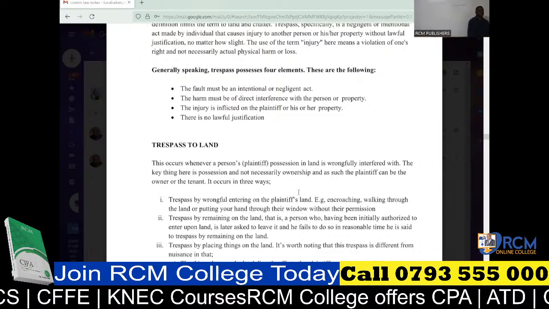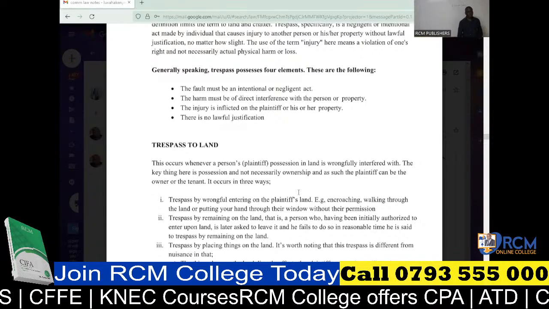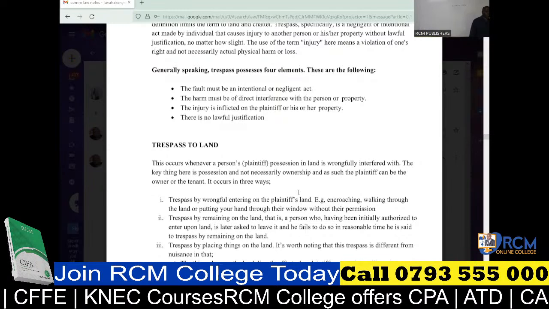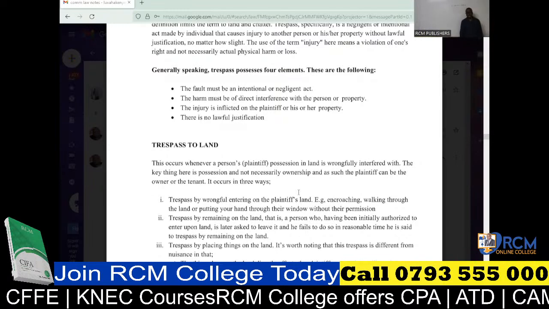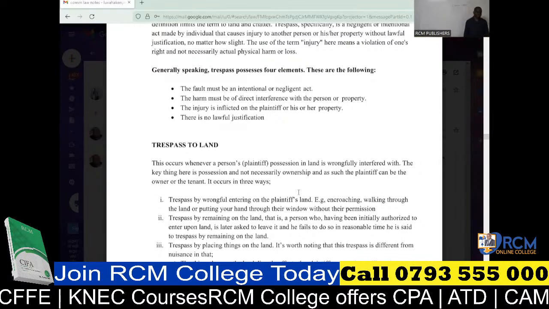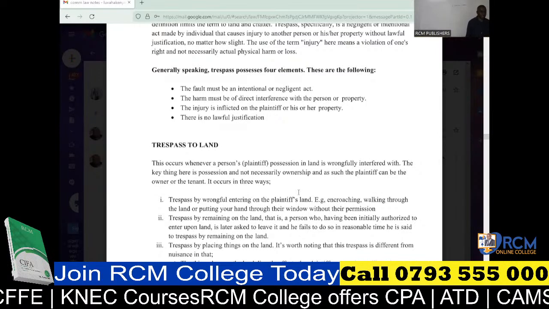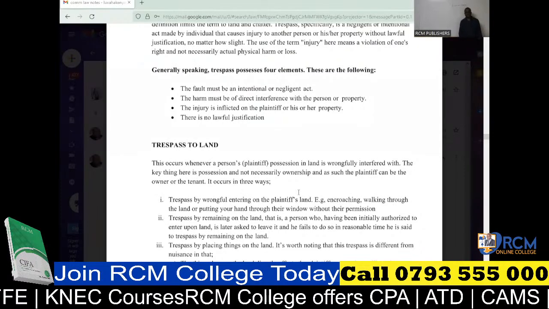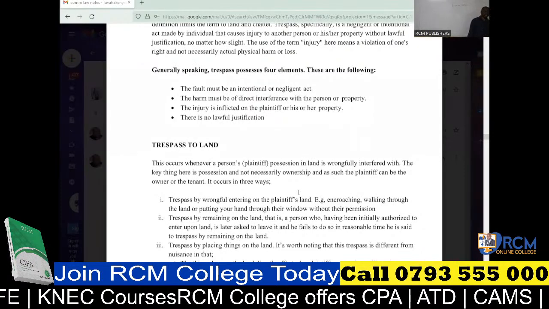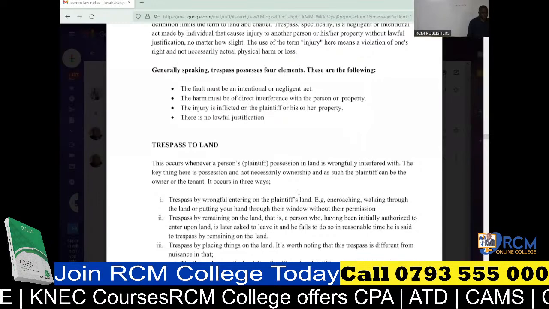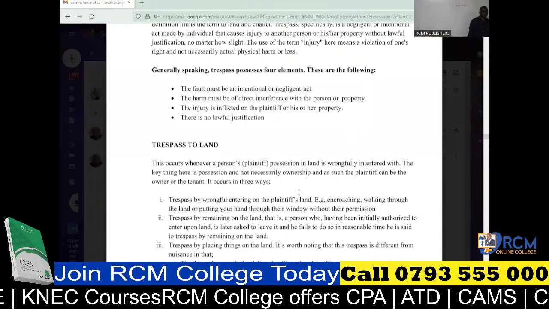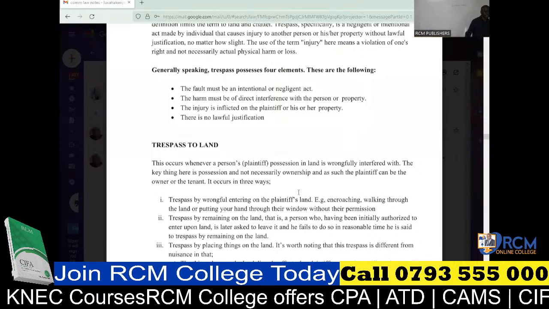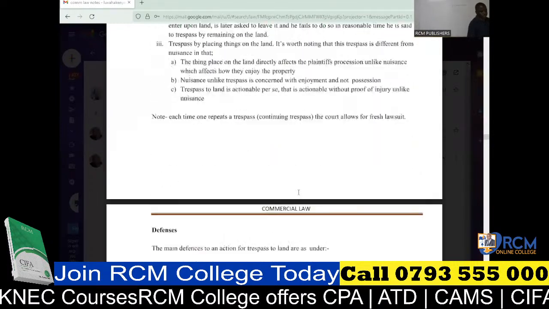In such a case, the person can accuse the other party of what we call nuisance. But in this case, when we talk about trespass, it is the unauthorized access to a person's land. You can either walk over the land, or encroach on the land, or remain on the land without having been authorized, or place certain things on another person's land without getting the authority.